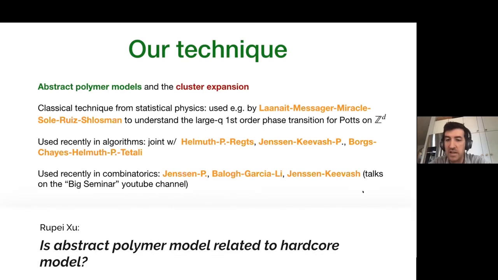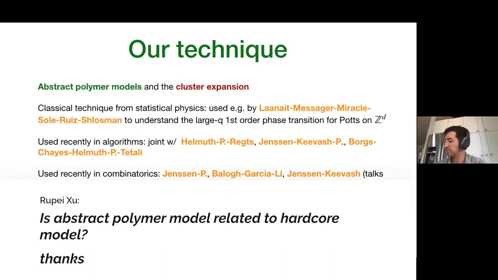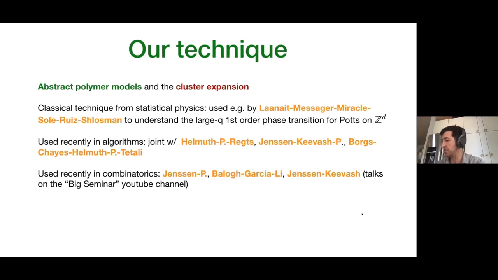Oh, great question. Is an abstract polymer model related to the hardcore model? That's an excellent question. I refer you to the talk I gave in this big seminar or the paper I have with Matthew, but the answer is yes, very much related. An abstract polymer model is basically, I'll describe it a little bit later, but you can relate it very closely to a non-uniform hardcore model. But great question. So that's just an advertisement for this technique.